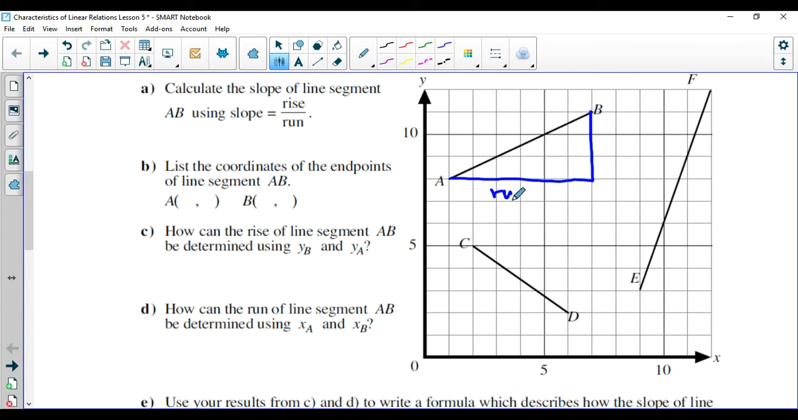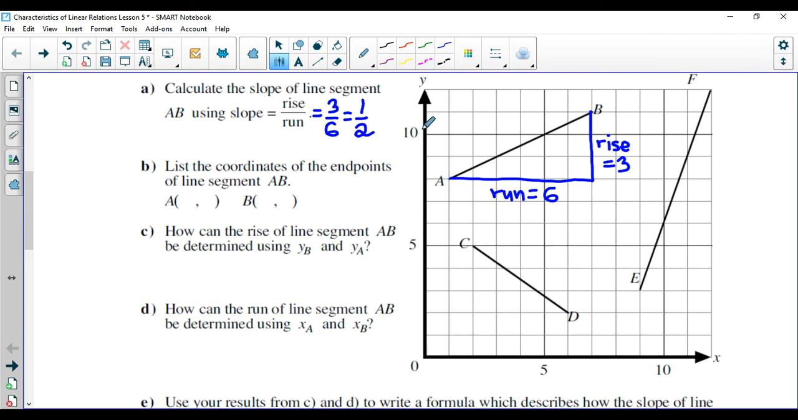So I would have a run value that's equal to 1, 2, 3, 4, 5, 6. So we go 6 units across. I'd have a rise value that's 1, 2, 3. Okay, so if I actually wanted to calculate the slope here, the slope, which is rise over run, would be equal to 3 over 6. And the fraction 3 over 6 reduces to 1/2 if you divide both the numerator and denominator of the fraction by 3.